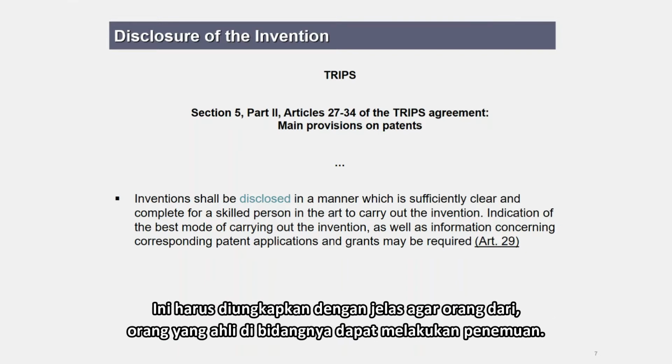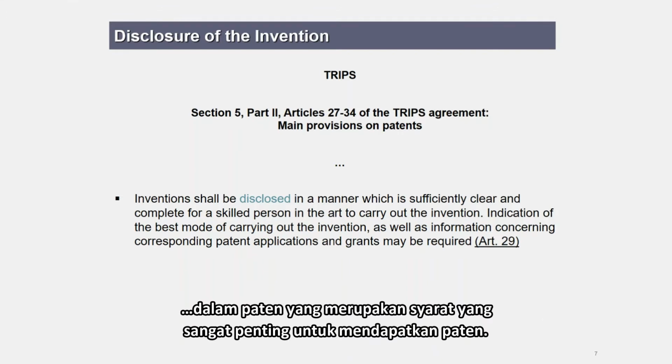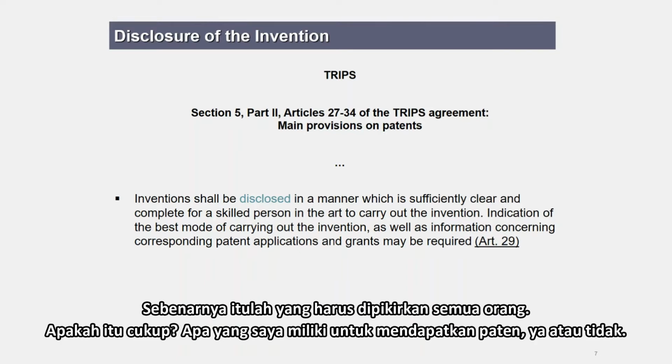It shall be clearly disclosed so that a person skilled in the art can carry out the invention. So he has to be able to read it, to understand it, and to do it, and he shall get exactly the same result as you are describing in the patent, which is a very important condition to get the patent. That is the point that everybody shall think about: is what I have enough in order to get the patent, yes or no?